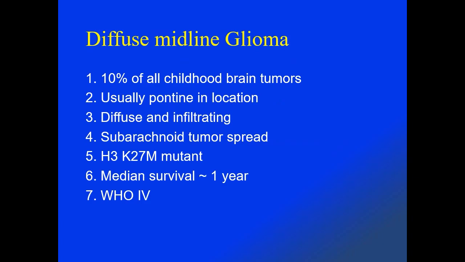Diffuse midline glioma, which used to be called pontine glioma, represents approximately 10% of all childhood brain tumors. They are shown to be diffuse and infiltrating and sometimes demonstrate subarachnoid spread, and they are proven to be H3K27M mutant with median survival of 1 year.